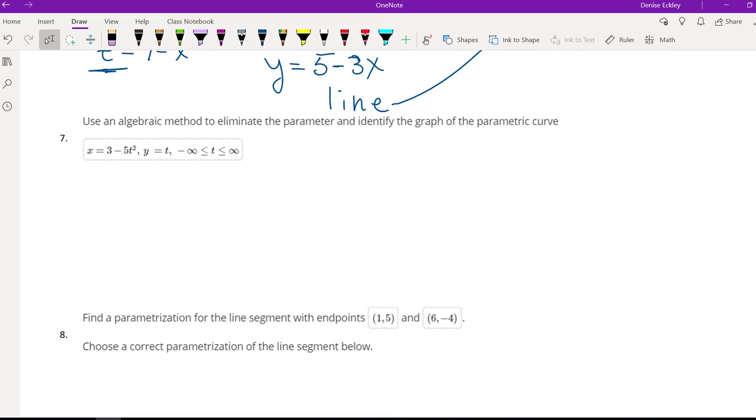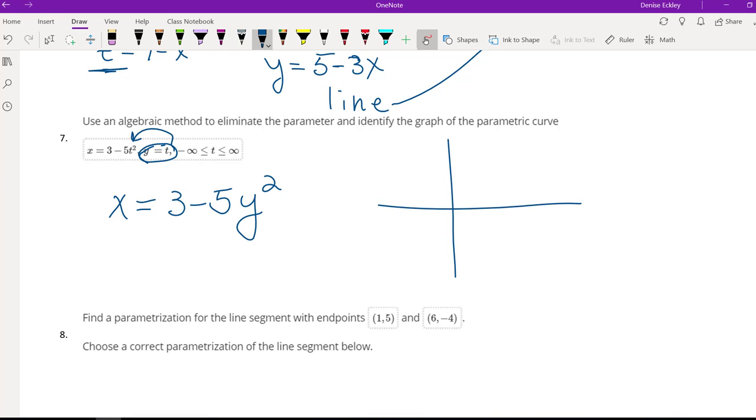Okay, and then number 7, you just had to eliminate the parameter and identify a graph. And I did one of these in the homework, I do believe. But the idea here is, since the x equation is more complicated, put t in from y into the x equation. So x is going to equal 3 minus 5 times y squared. So this is a parabola that's on its side, and again, you can put this in your calculator in parametric mode and it'll look like that.